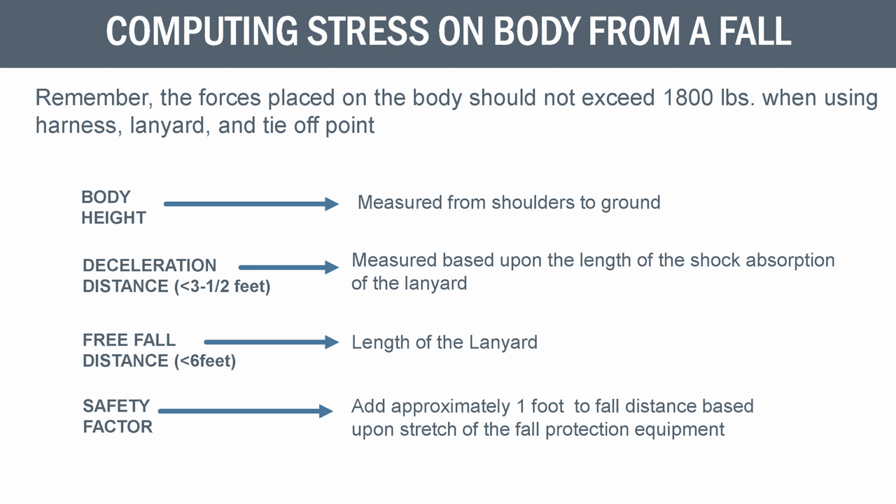And for the safety factor, we add another 1 foot to the fall distance based upon the stretch of the fall protection equipment. So basically, to use a standard fall protection system, you need to be kind of high up in the air for it to work effectively. Otherwise, you're going to fall and you may just end up hitting your ankles and breaking your ankles if all these things don't work correctly.